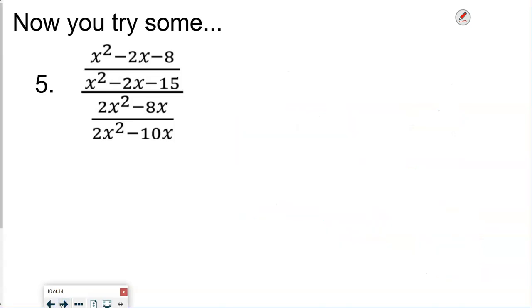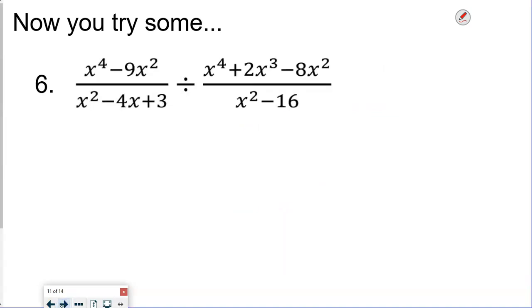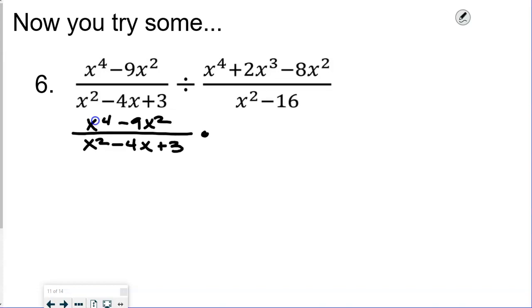So here comes the one that was the most difficult. Actually, no, that was 5. Sorry, 6. So here again, we're going to keep, change, flip, okay? That's our first step. So x to the 4th minus 9x squared over x squared minus 4x plus 3. Change it to multiplication. Put this on top.